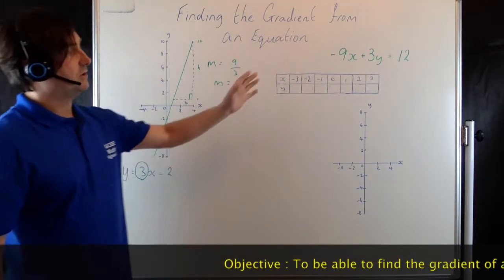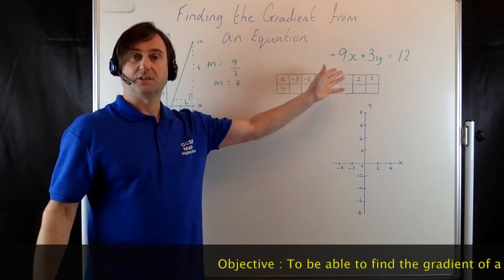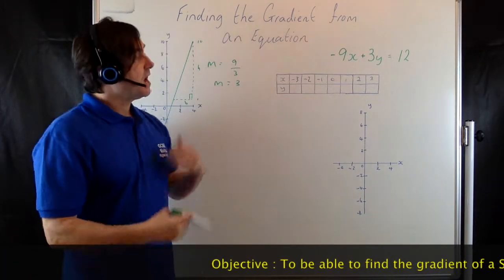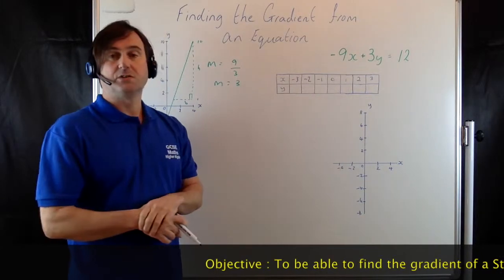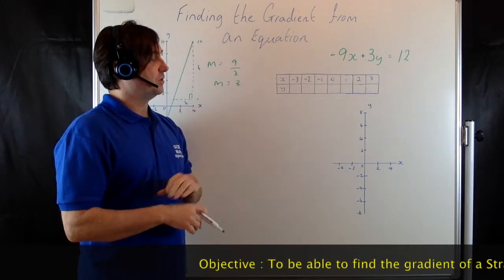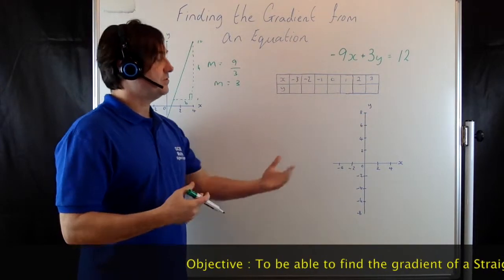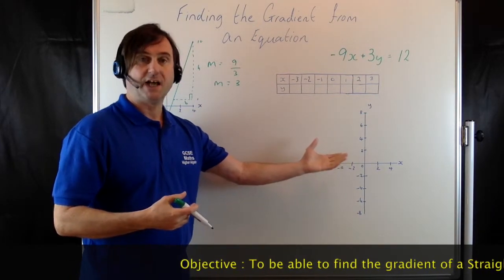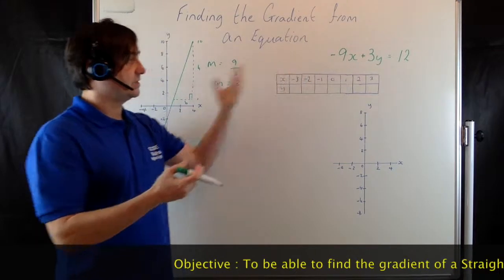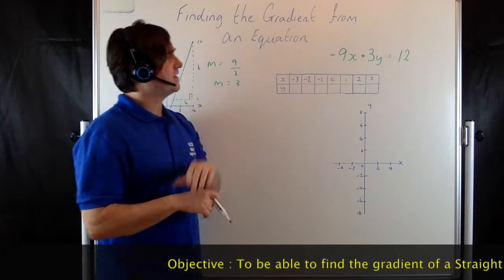What I'm going to do is look at another equation of a straight line graph. I'm going to rearrange the equation, then plot the coordinates, then plot the graph, and see if we've still got the same gradient as the number next to the x. So let's have a look at this one.